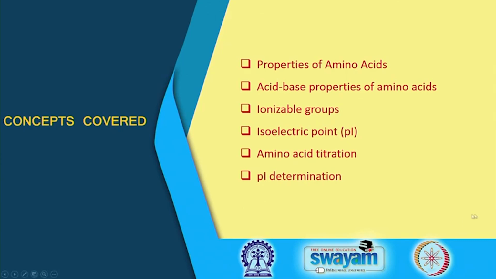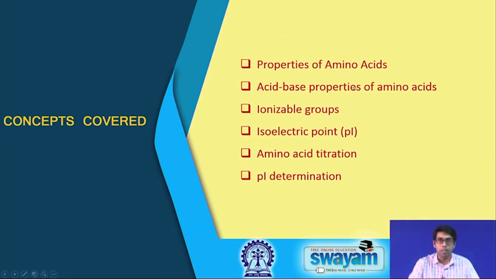Hello. In this lab, this week, we learned about amino acid titration and the determination of PI. The following topics were covered in this second week. We learned about the properties of amino acids. We learned that amino acids have an amino group and a carboxyl group, which gives them this acid base property.